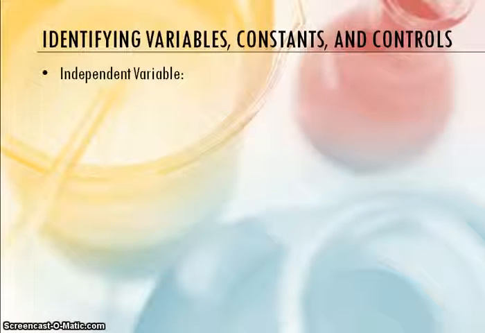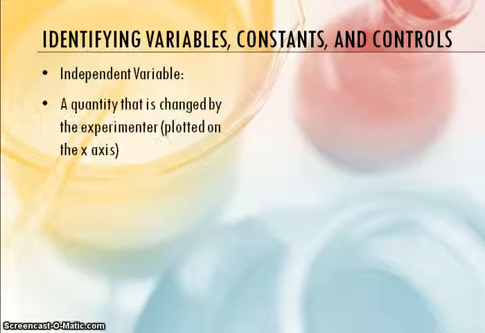So independent variable, IV, that is the quantity that is changed by the experimenter. Again, me personally, I remember that one because independent variable, I change it. So I, as the experimenter, am changing the independent variable.